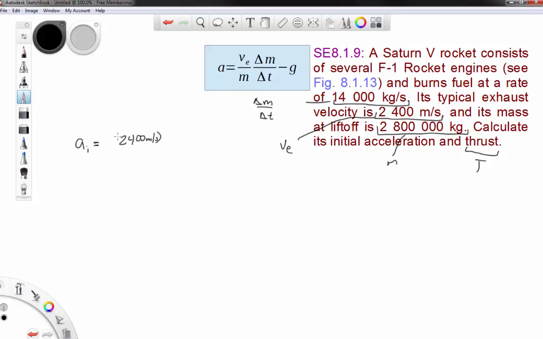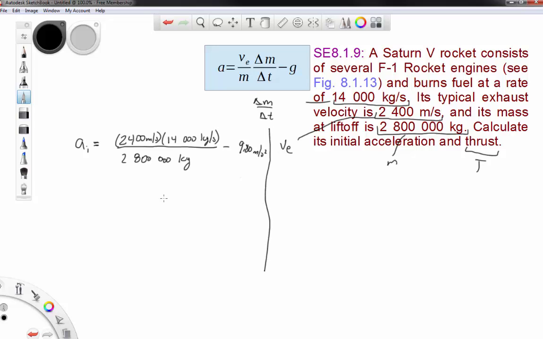2,400 meters per second times the burn rate, which is 14,000 kilogram per second, divided by whatever the initial mass is, 2,800,000 kilograms, minus g, which is 9.80 meters per second squared.